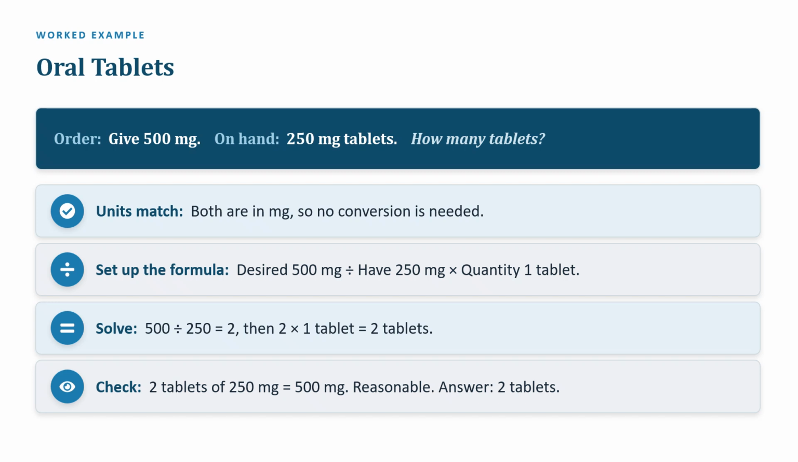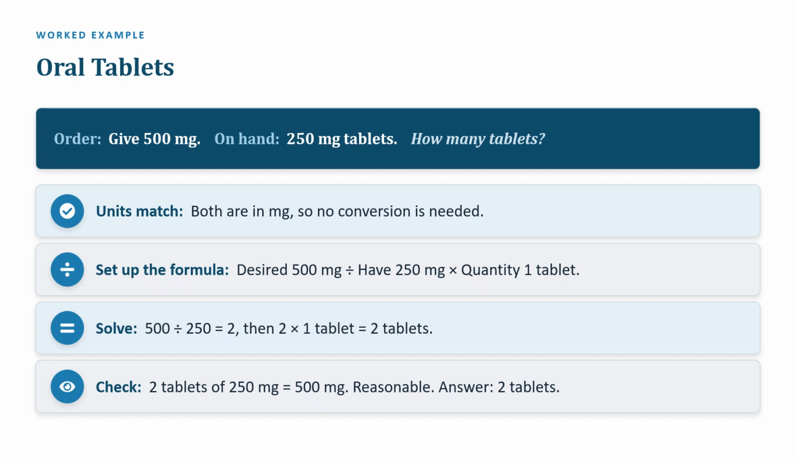Let's put the formula to work with a real example using tablets, and I encourage you to solve it along with me on a separate sheet of paper. Read the order in the dark box. The provider orders 500 milligrams. On hand, you have tablets that are 250 milligrams each. The question is, how many tablets do you give?